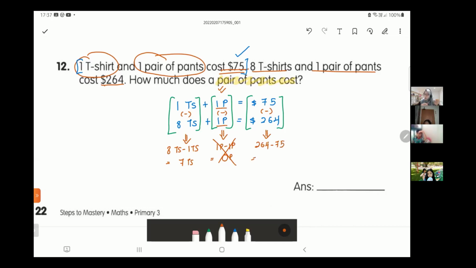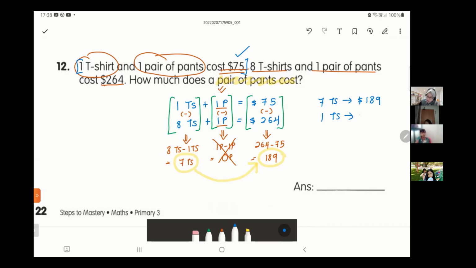I will be getting 189. So it simply means that my 7 t-shirts is equal to $189. So I write it out. Okay? 7 t-shirts is $189. 1 t-shirt, to find 1, is to find each.